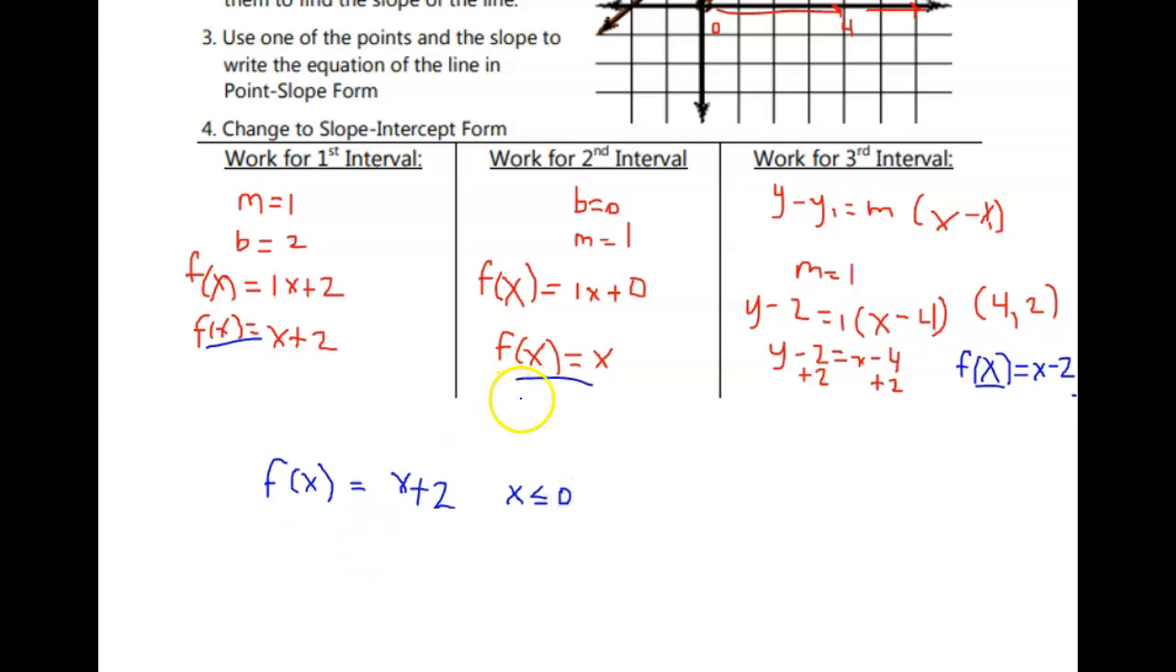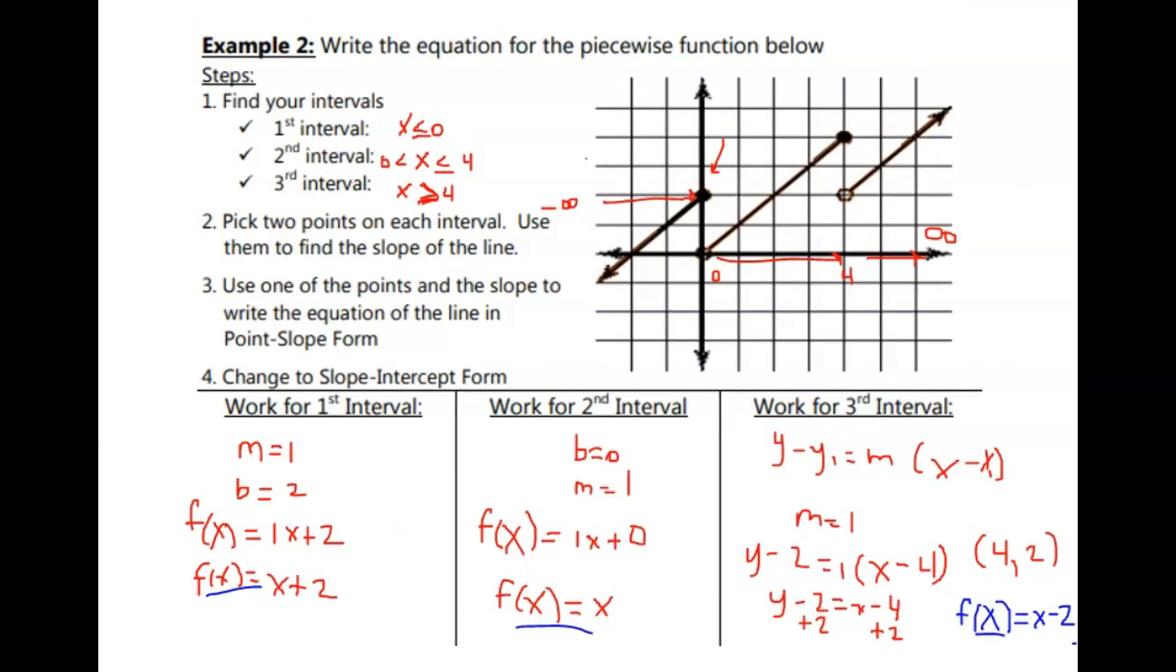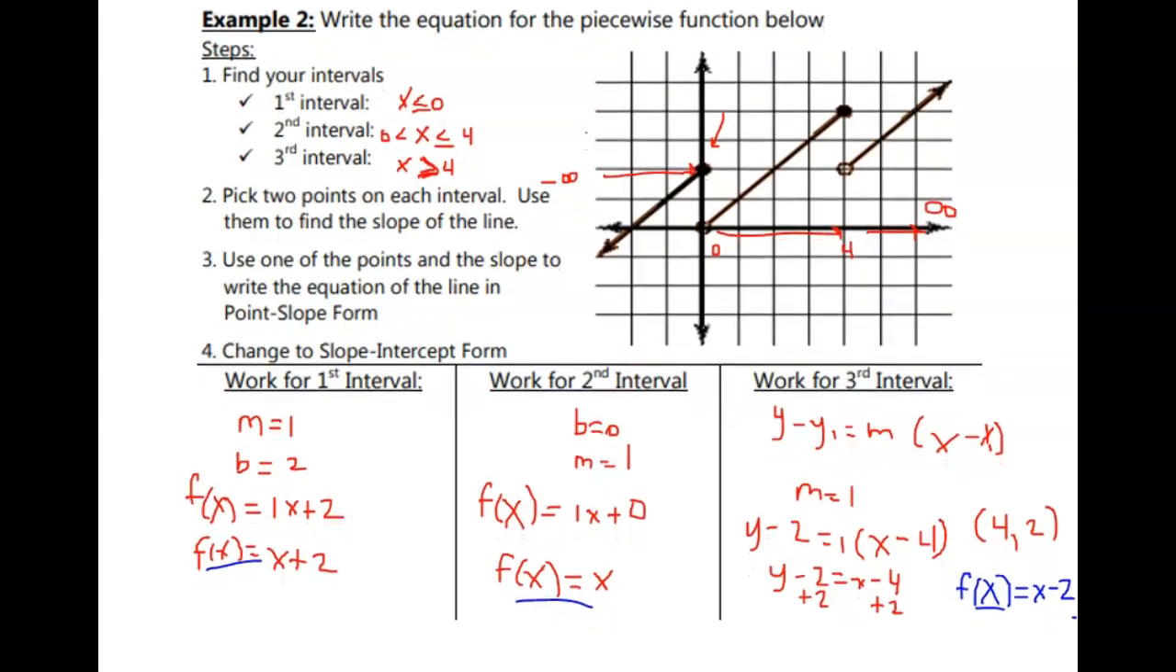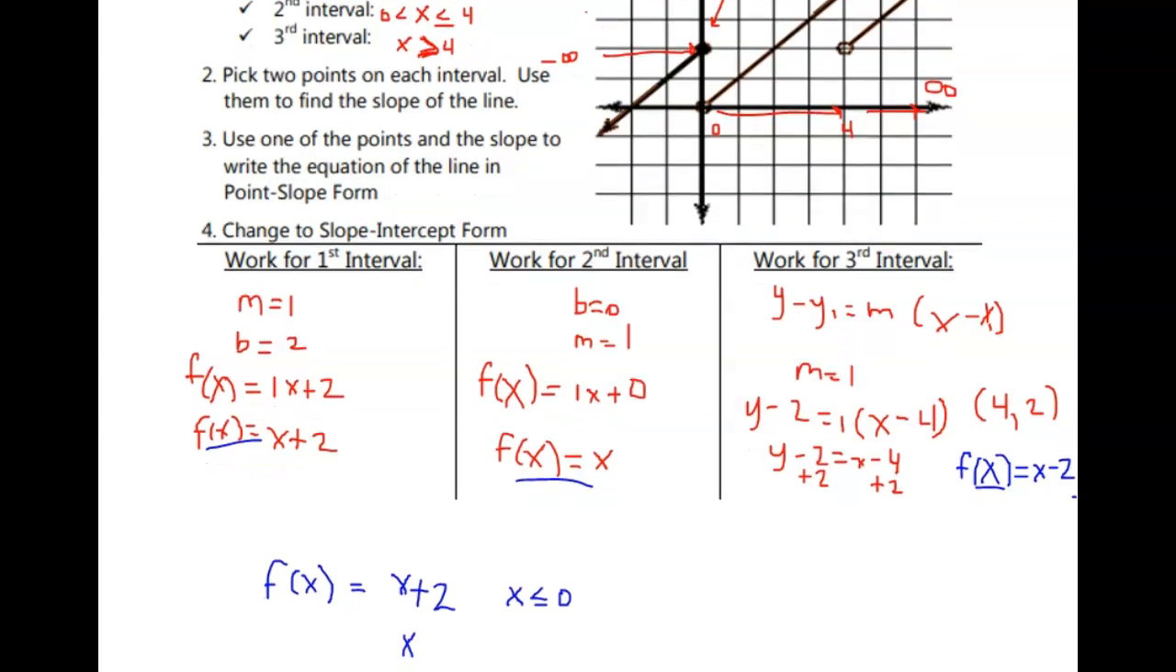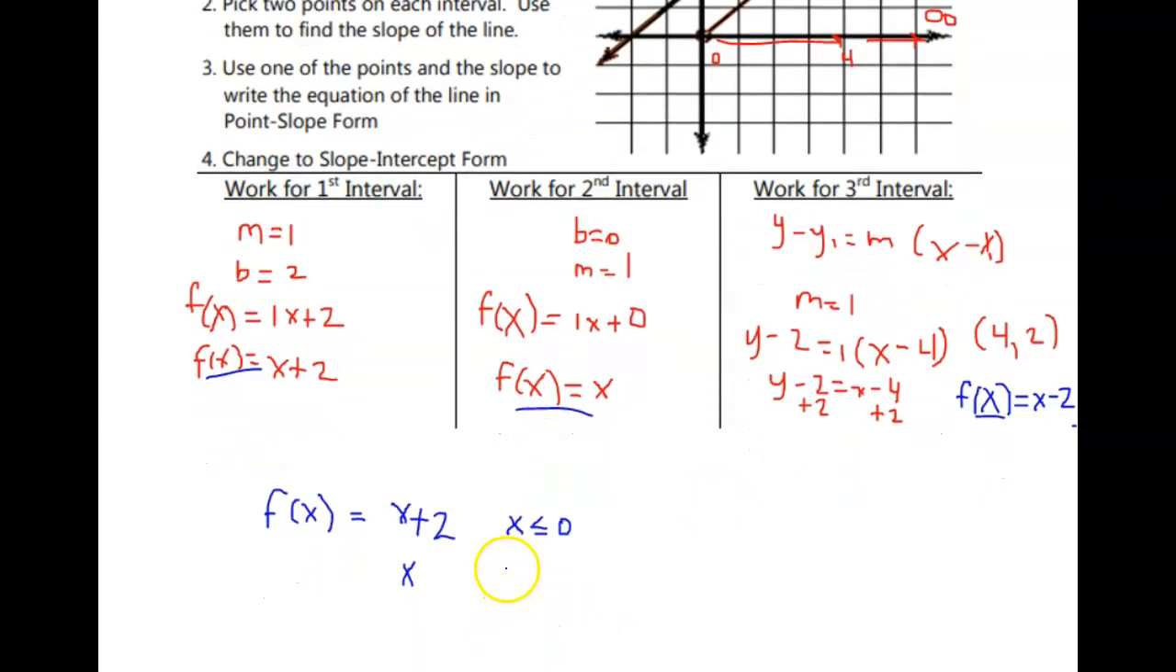My next interval is x. So I'm just going to write x. And I'm going to go up and write the restrictions for that. That's when x is between 0 and 4. I have to be careful how I write that because I want to include my greater than or equal to signs correctly. So x is greater than 0 but less than or equal to 4.